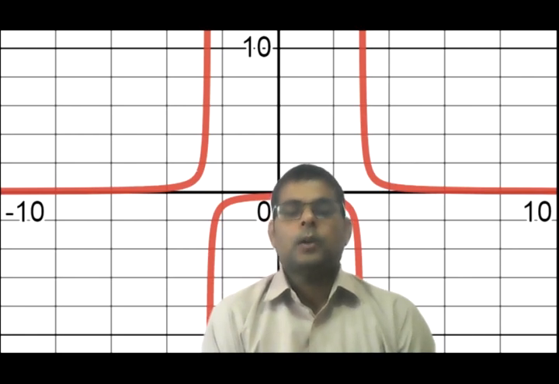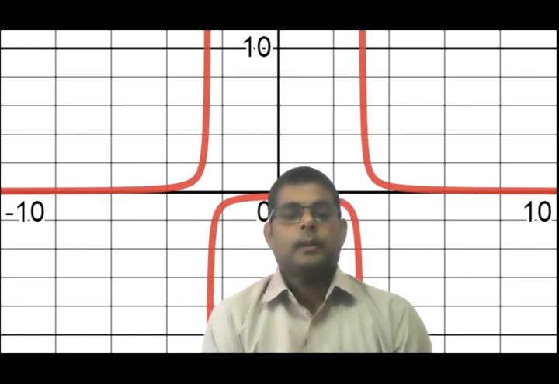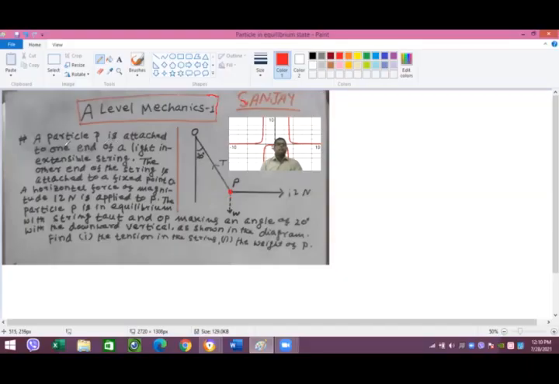So today's topic is the particle in equilibrium state, and this problem has been taken from A level mechanics 1. So let's share the screen. So let's see the problem.